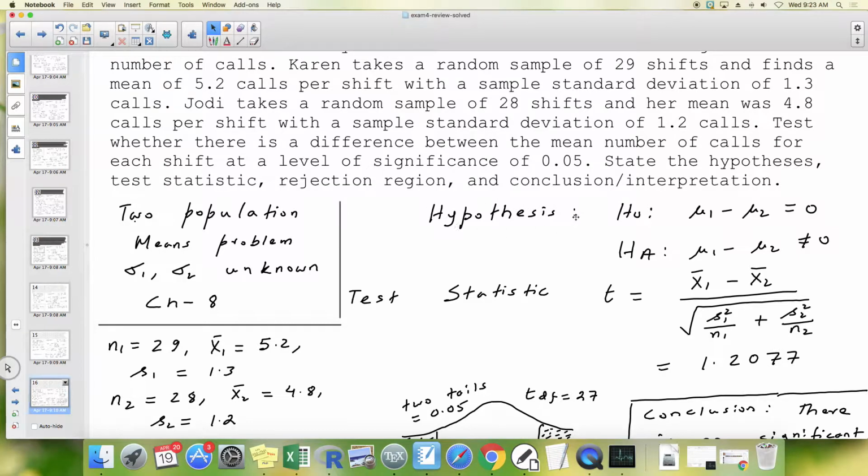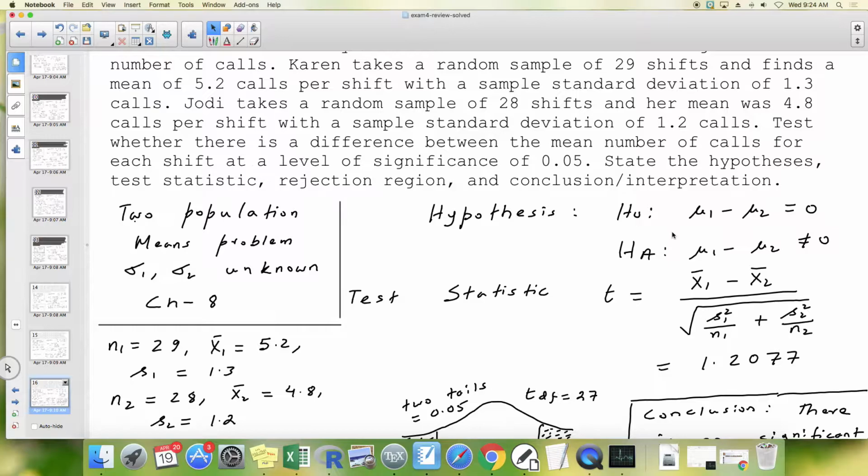So for the hypotheses, since it's a two population means problem, we should be talking about mu1 minus mu2. Now they are only thinking about whether there's a difference. They're not saying which one is higher, which one is lower. So Ha should be mu1 minus mu2 not equal to 0. That means there is a difference. And H0 is mu1 minus mu2 equal to 0, which means there is no difference.